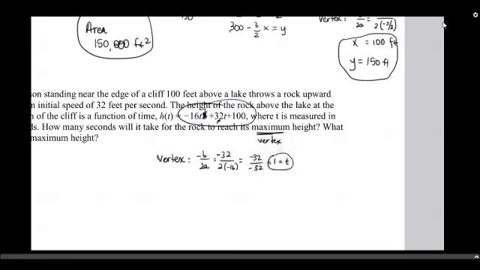Does that mean the ball goes 1 foot in the air, or does it take 1 second to reach its maximum height? Well, remember t is a value of time, so this is seconds. It takes 1 second to reach maximum height.